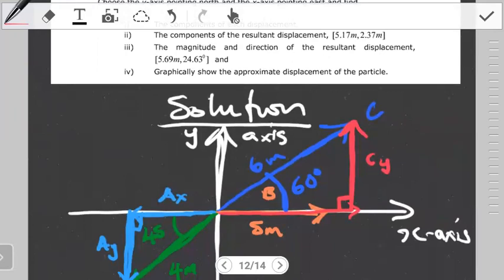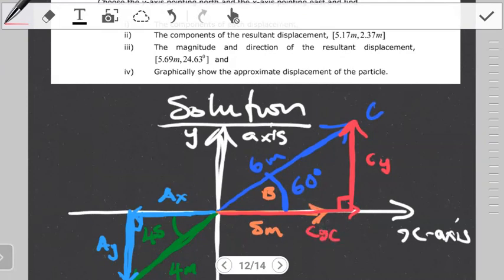So what you should notice is the x component is along the horizontal, along the positive x-axis. So it is going to be positive. And apart from that, it is adjacent to my 60 degree angle. So the x component is adjacent to my 60 degree angle. So this is C in x. So C in x is adjacent to my 60 degree angle.